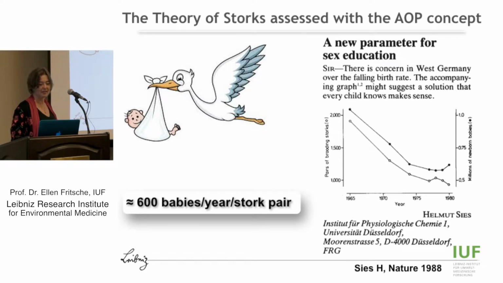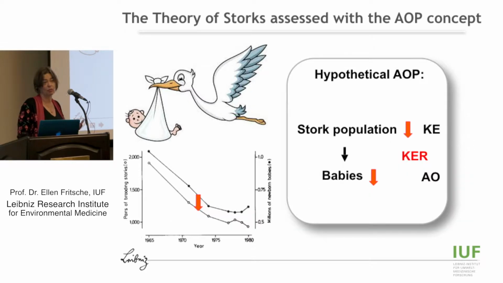When you look at these 2 graphs, the black dots are the number of newborn babies in West Germany between 1965 and 1980, and the open circles are the pairs of breeding storks in the same area. Looking at the graphs, you could say, okay, the falling birth rate may be caused by the falling number of stork pairs, because the storks bring the babies, right? And when you do some numbering with the axis, it's about 600 babies per year per stork pair, and that's kind of reasonable, right? I mean, in 365 days, the storks should be able to do this.